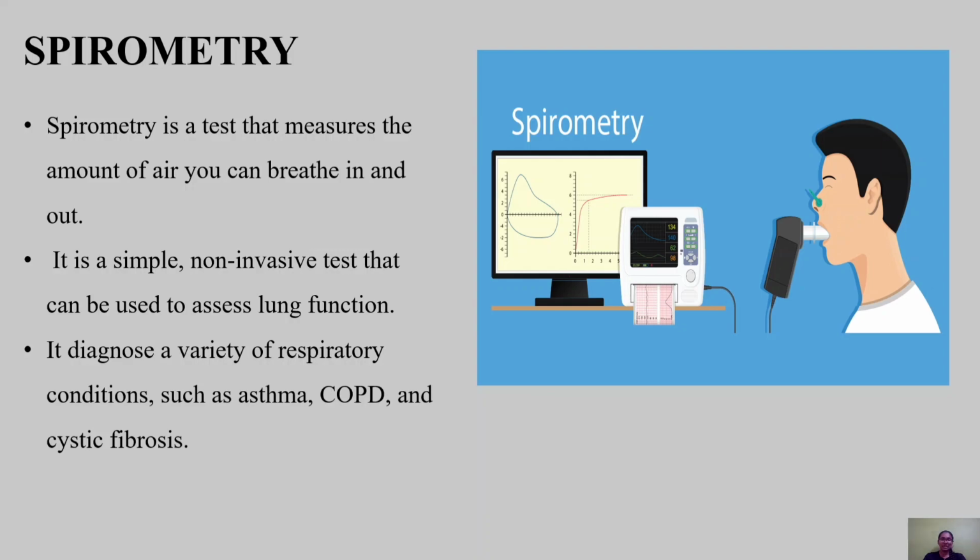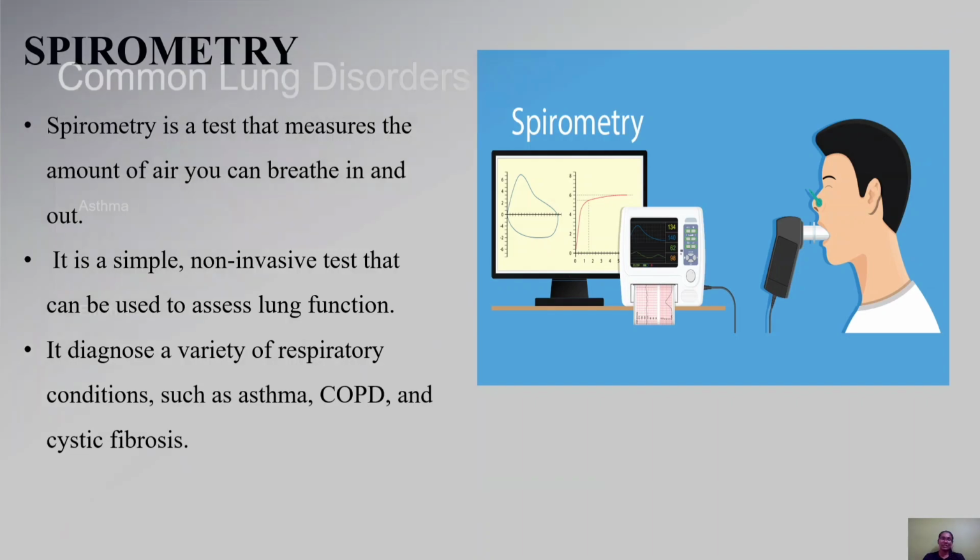The results of a spirometry test can be used to assess the following. First, the forced vital capacity, FVC. It is the maximum amount of air you can breathe out after taking a deep breath. Second, forced expiratory volume in 1 second. This is the amount of air you can breathe out in the first second of a forced expiration. Third, the ratio of forced expiratory volume in 1 second to forced vital capacity. Spirometry is a valuable tool for assessing lung function and diagnosing respiratory conditions.